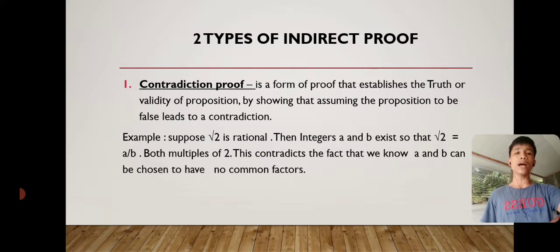For example, suppose the square root of 2 is rational. Then integers a and b exist such that the square root of 2 is a over b, and both a and b are multiples of 2. This contradicts the fact that we know a and b can be chosen to have no common factors.